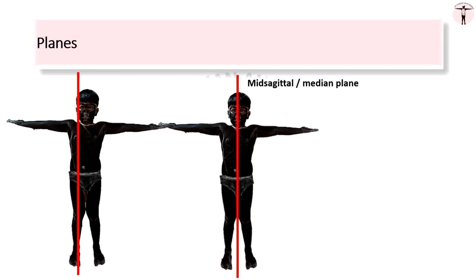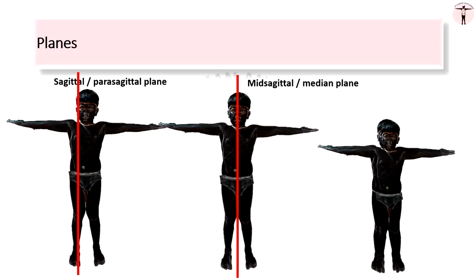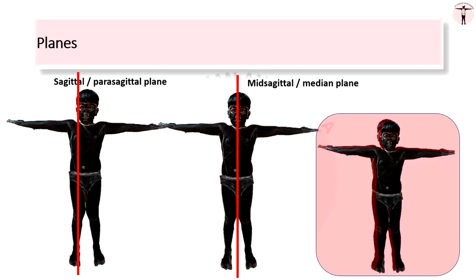A plane passing longitudinally at right angles to the sagittal or median plane, which divides the body into anterior and posterior halves, is called the coronal plane. A plane at right angles to both the sagittal and the coronal plane, which divides the body into upper half and lower half, is called a transverse or horizontal plane. Any plane other than coronal, transverse and mid-sagittal planes is called an oblique plane.